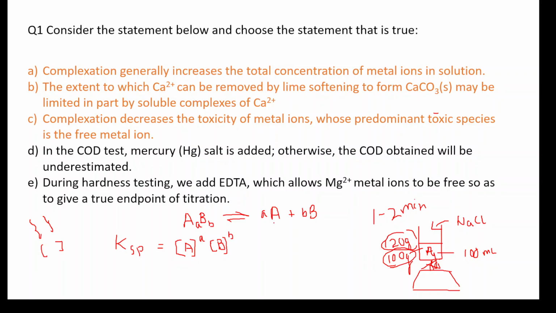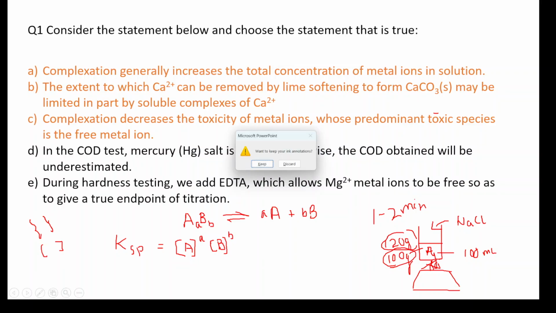So what are the factors that affect solubility? The factors that affect solubility are indifferent ion effect, common ion effect, effect of other salt, and complexing agent. So this question number 1 is based on the complexing agent. We add a complexing agent to increase the solubility.